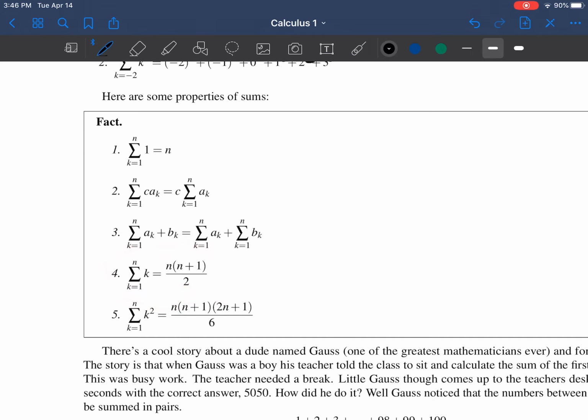So let me maybe give you a simple example of using this. Maybe I'm interested in summing up the numbers from 1 to 3. Let's pick something small.